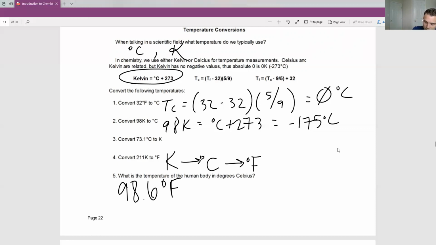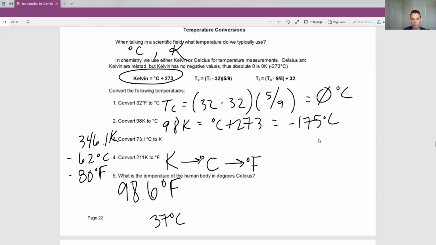The answers you should get: 346.1 Kelvin, negative 62 degrees Celsius. Oh no, that's the Celsius one. And then the final answer would be negative 80 degrees Fahrenheit. And then the last one is 37 degrees Celsius. Okay. So go ahead, pause the video, try to do those problems. They're not that difficult.